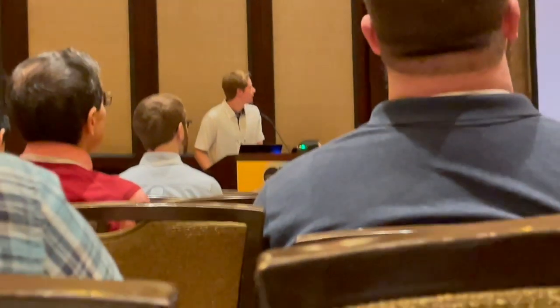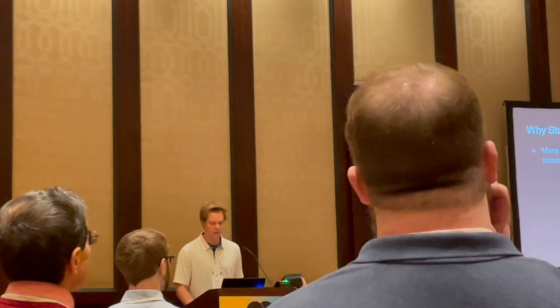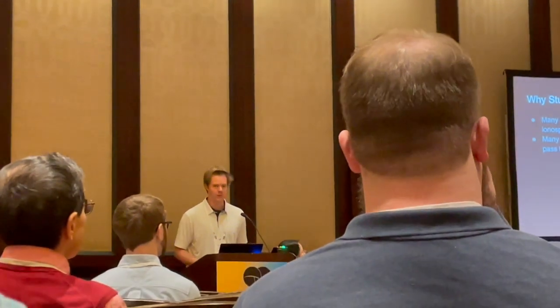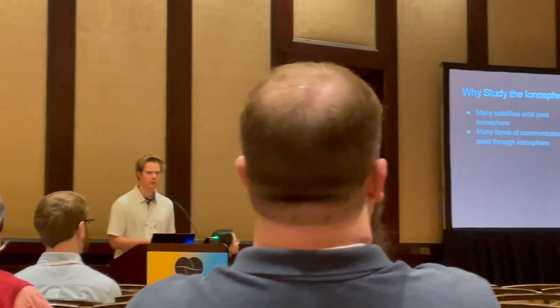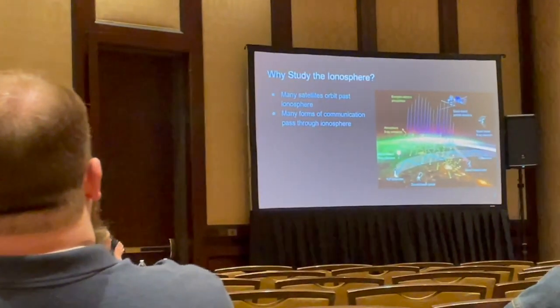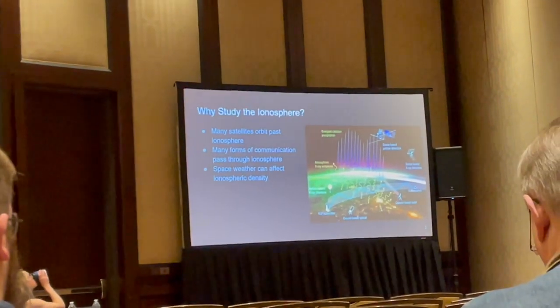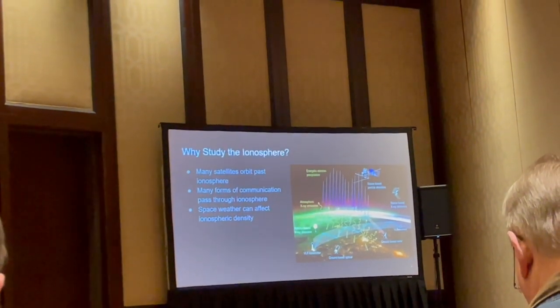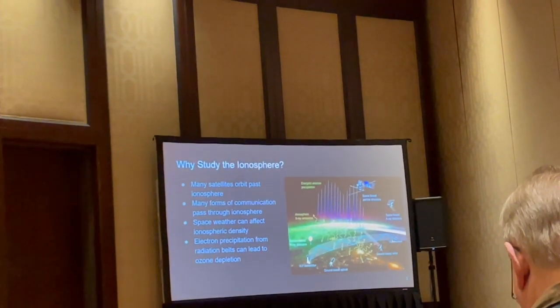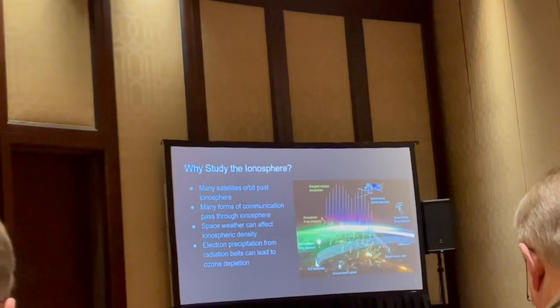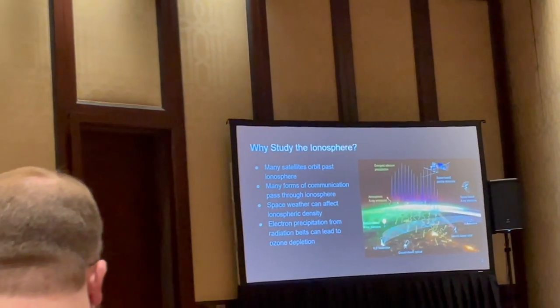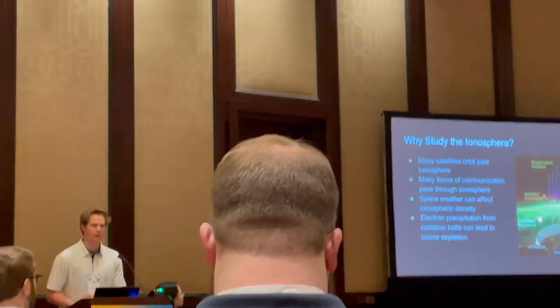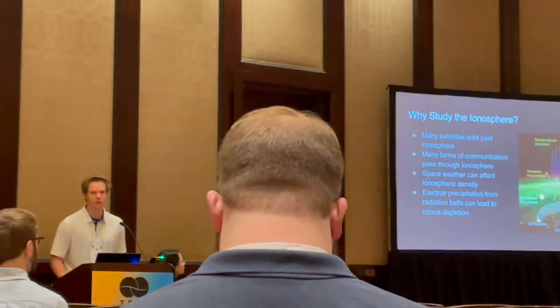I'll preface with why we should study the ionosphere. Many satellites orbit past it, many forms of communication pass through the ionosphere, whether it's radio or other forms. Space weather can affect ionospheric density because it is a plasma, and specifically from space weather affecting it, you can see electron precipitation down from the radiation belts. Those interact with ions and can lead to ozone depletion and various other phenomena.